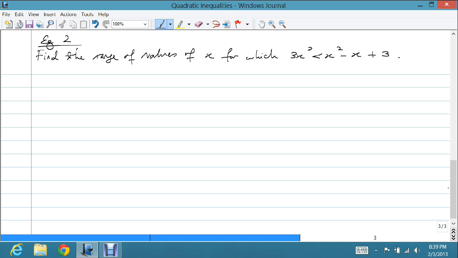In this example, find the range of values of x for which 3x squared is less than x squared minus x plus 3. The first step is to form a quadratic expression. I'm going to bring everything on the right hand side to the left hand side. So I get 3x squared minus x squared plus x minus 3 is less than 0. 3x squared minus x squared is 2x squared, plus x minus 3, is less than 0. So we have a quadratic expression on the left hand side.